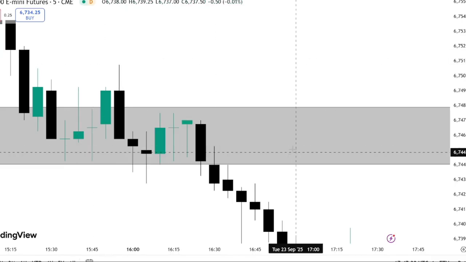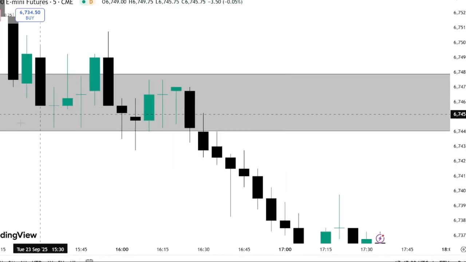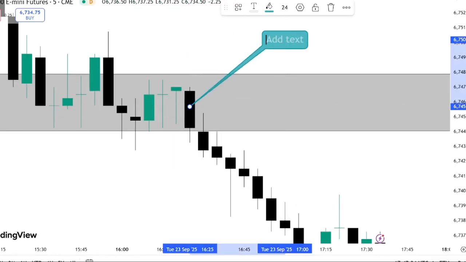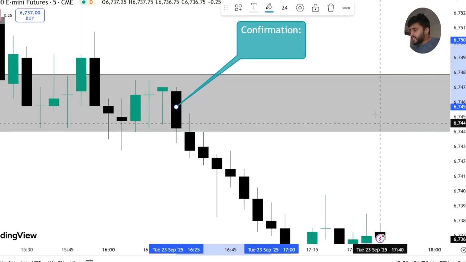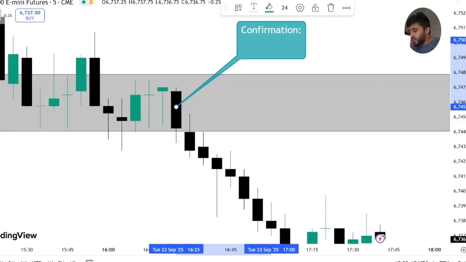Now, we're going to be focusing on the retest. So this is the confirmation. I ask traders every day, what is your confirmation? If you don't have a confirmation, your trade wasn't a trade, it was a gamble. So what do I mean by confirmation? Confirmation is simply knowing whether to buy or sell, right?